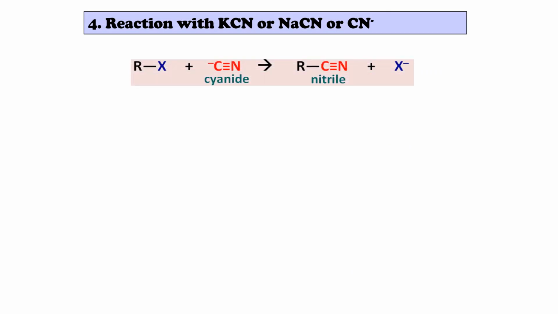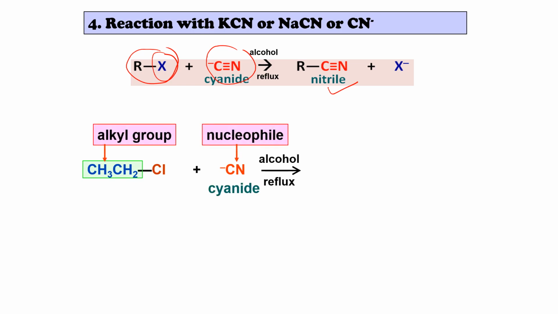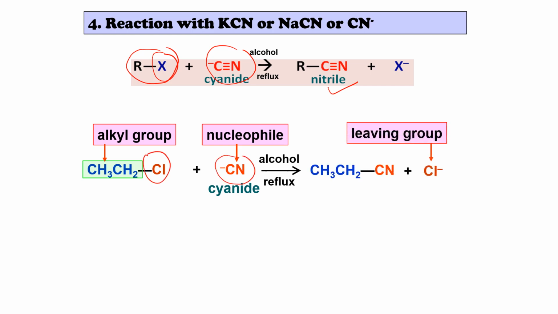Next, reaction with KCN or NaCN or CN minus. When RX reacts with CN minus, CN minus will replace X and the product is nitrile and X minus as a leaving group. For example, chloroethane reacts with CN minus. So CN minus will replace Cl and the product formed is nitrile and Cl minus as a leaving group.